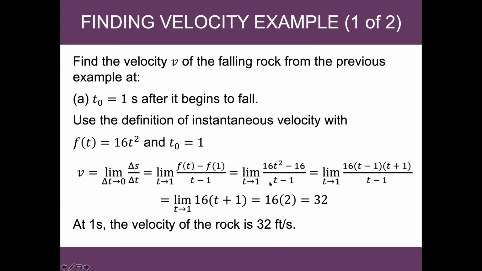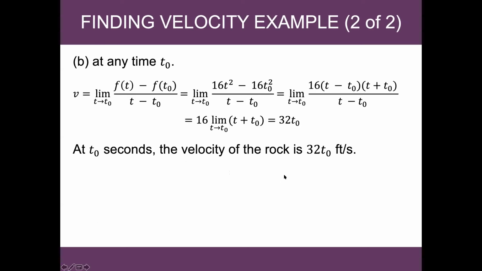Again, factorization: the denominator is going to cancel with something in the numerator. It is a difference of two squares. If you factor out the 16, you get t squared minus 1, which is the difference of two squares, which factors into t plus 1, t minus 1. They cancel, and you end up with 16 times t plus 1, and plug the 1 in, and you get 32. So the velocity at 1 second is 32. All right, and they're showing the shortcut form of how to do that. Anytime, t sub 0, they plug it in. Notice the factorization happens.